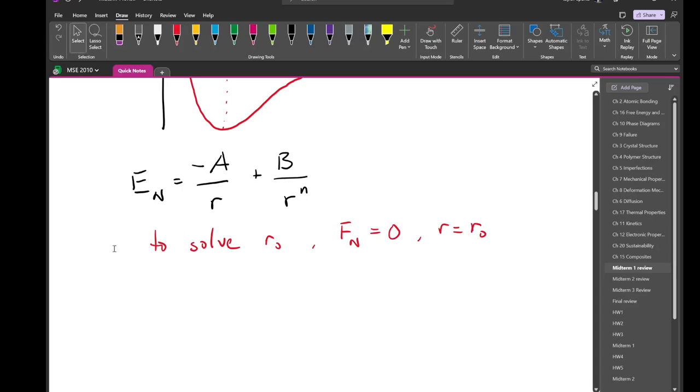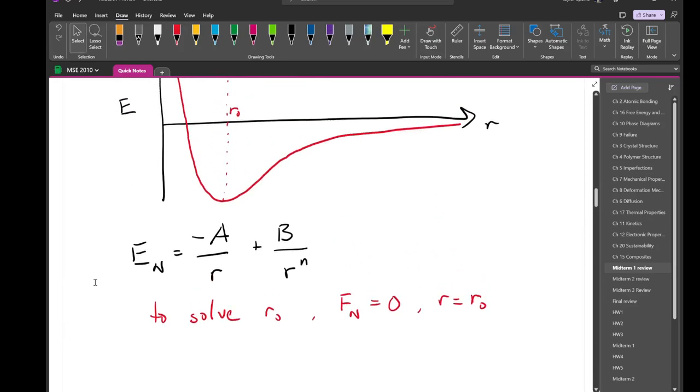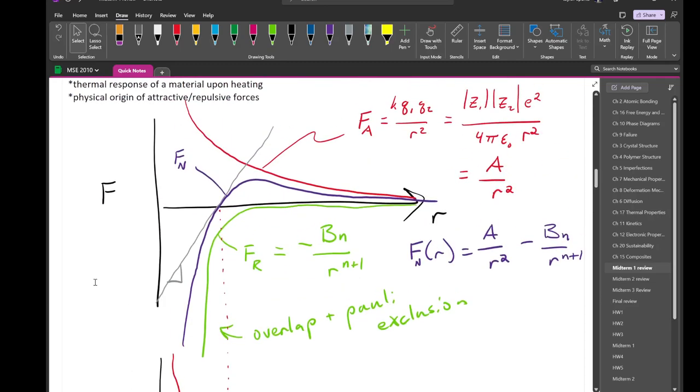Under that condition, when there's no net force, when it's at 0, you've solved for your R naught. Which is just another way of saying, graphically, on this purple line, when it's 0, it's the R value.